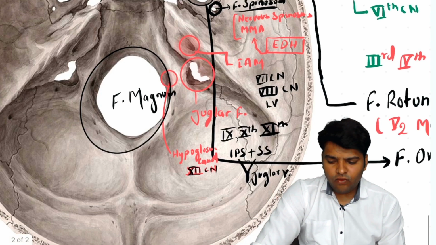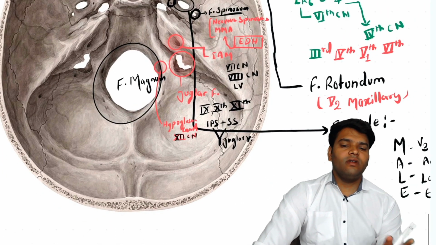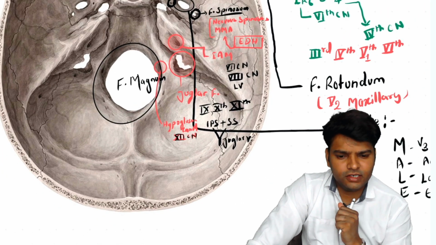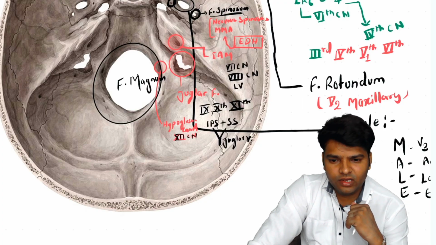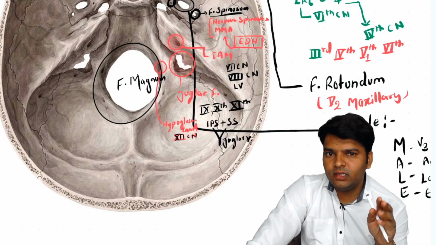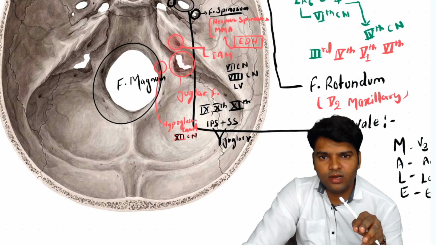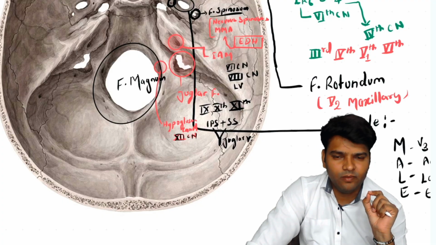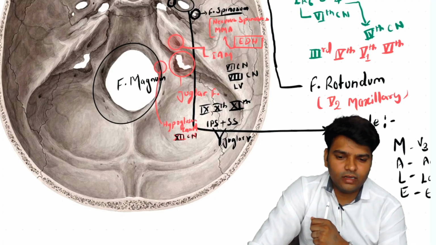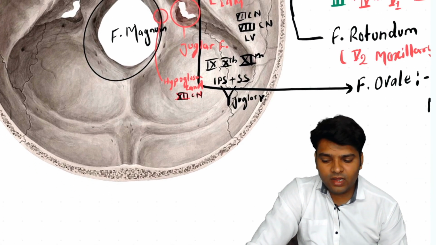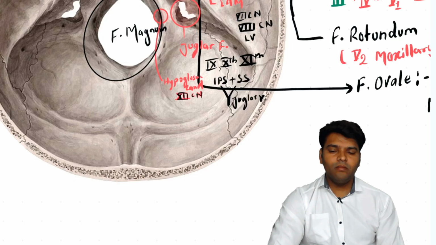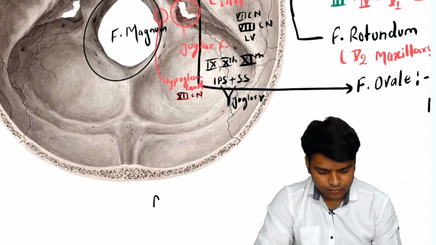Okay, and what are the structures passing through the foramen magnum? This is a very interesting question, because at the level of first year MBBS, most students say the spinal cord passes through the foramen magnum, but it is not correct. It's a very big blunder. Then what are the structures passing through the foramen magnum? These are the medulla oblongata.